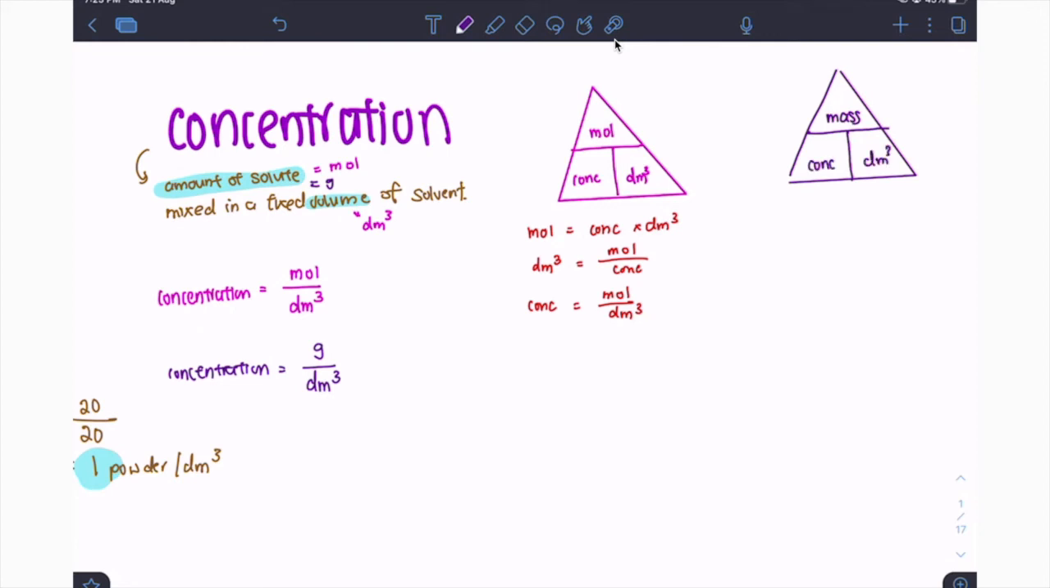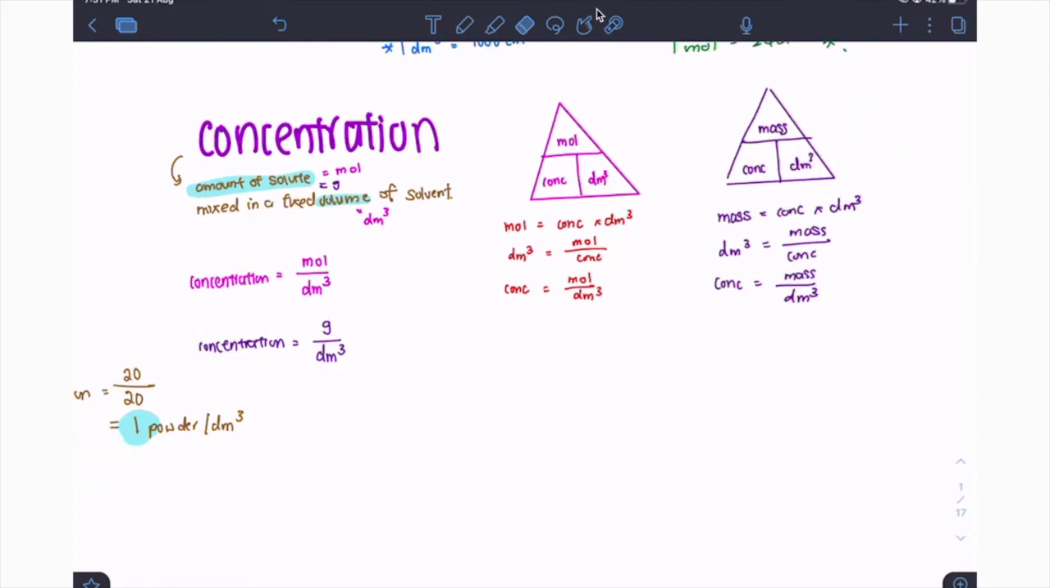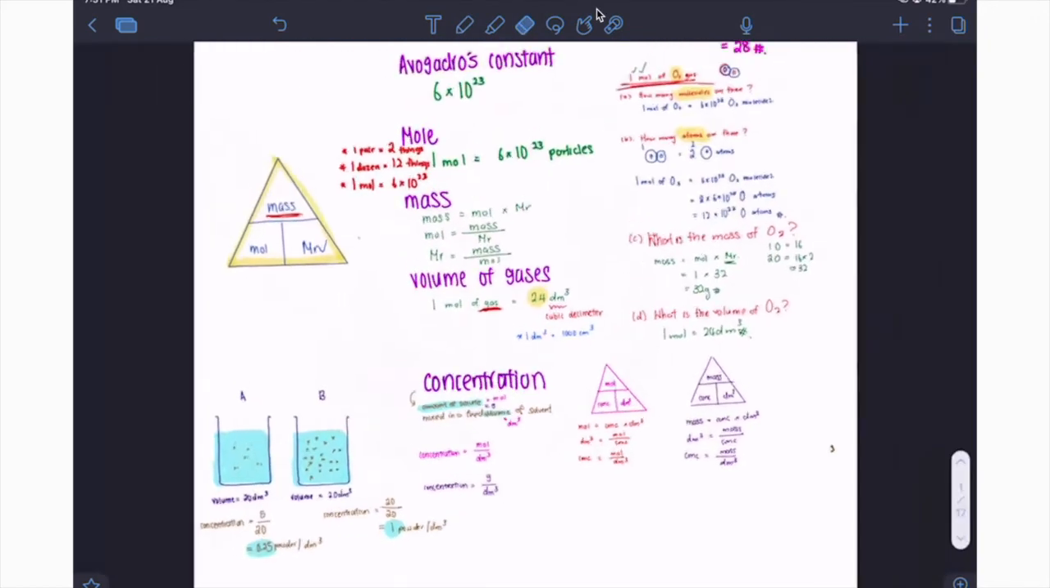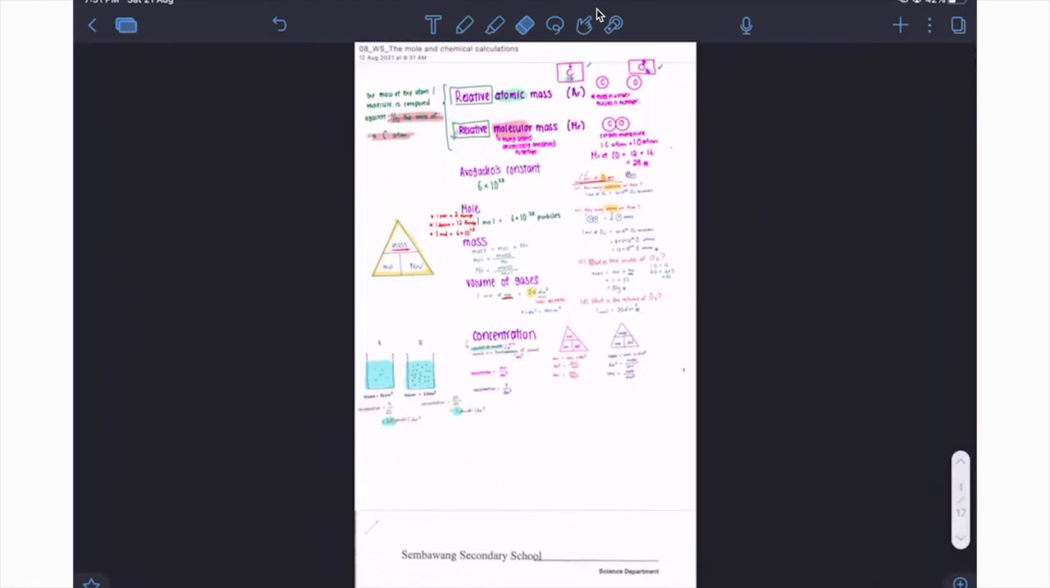In the same way, if I give you concentration and volume, you should be able to help me to find the mass. If I give you mass and concentration, you should be able to give me the volume. So all of this is to say that in the question you have to be very clear about what they're asking you for. They can ask you to calculate concentration in terms of mole per dm cube or gram per dm cube. So congratulations, you have just completed the entire chapter 8 on the mole.